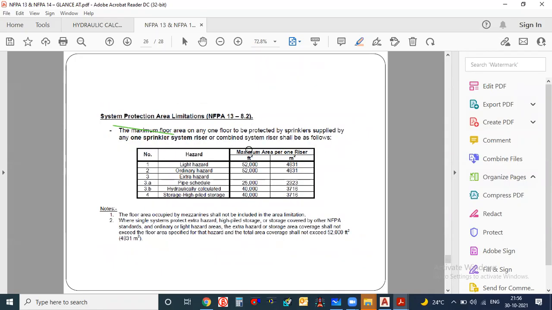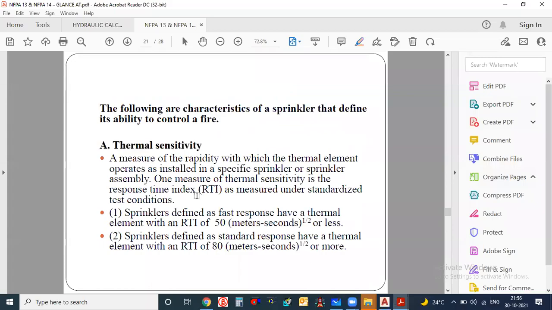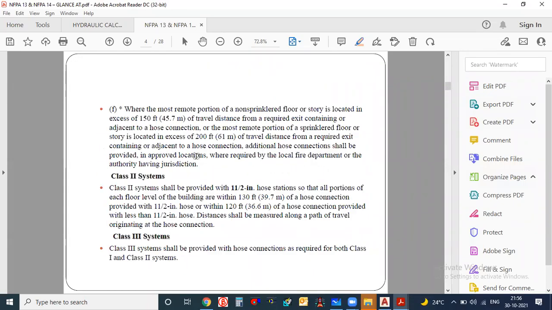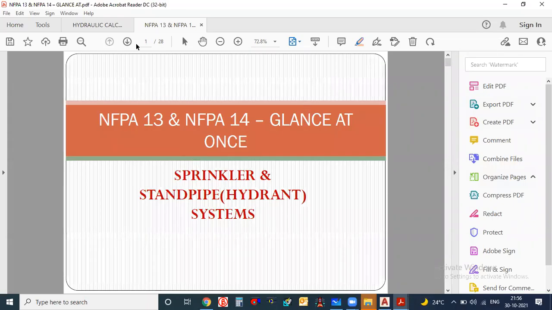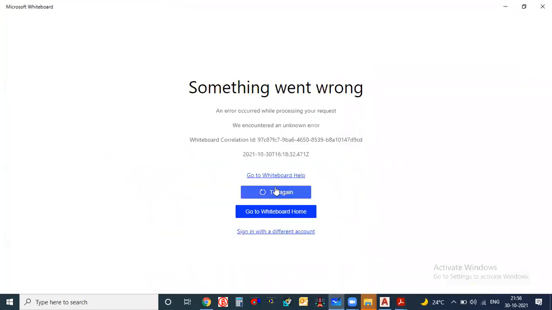System protection area, we have already seen everything. Okay. System requirements. You were asking about this: here they have given that every system should have a separated zone control valve, swing check, pressure test and drain assembly, and air vent. So these things are given, and you can go through this book also. Some points are written. Now I will directly come to the next topic.